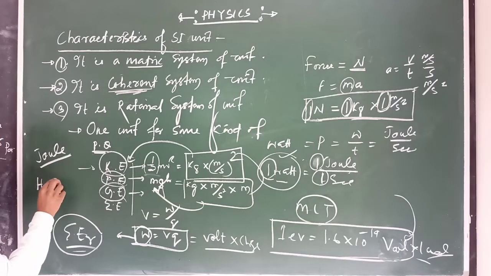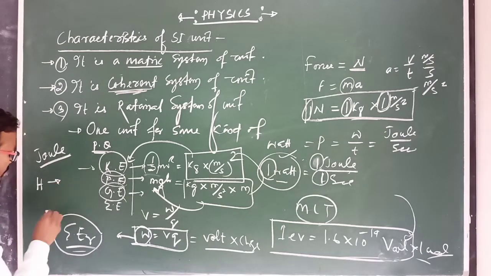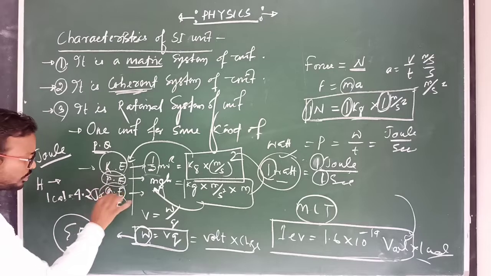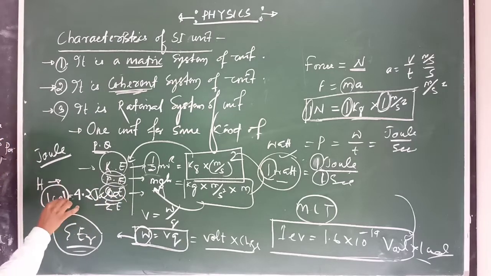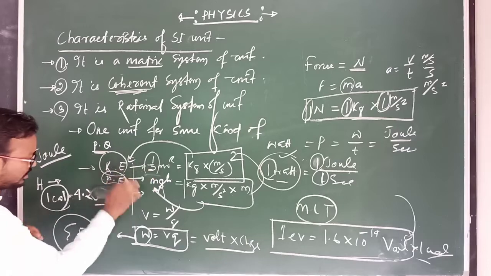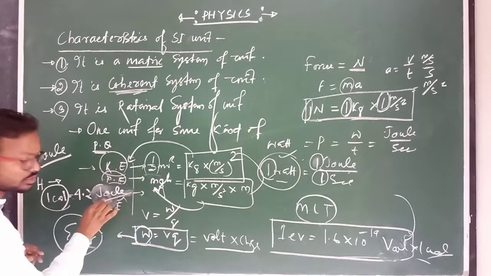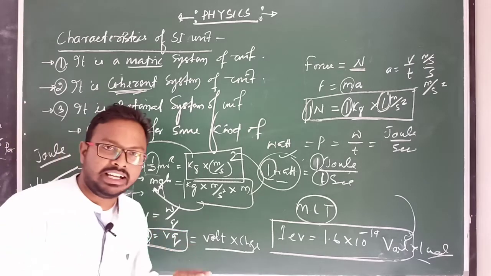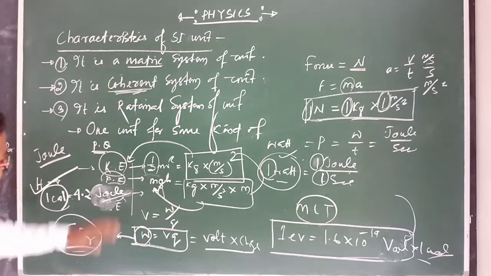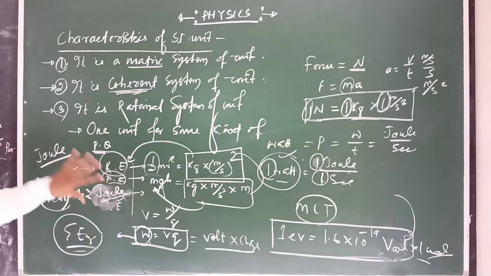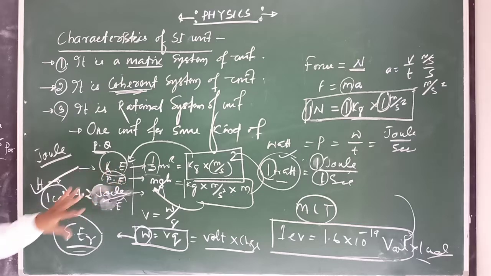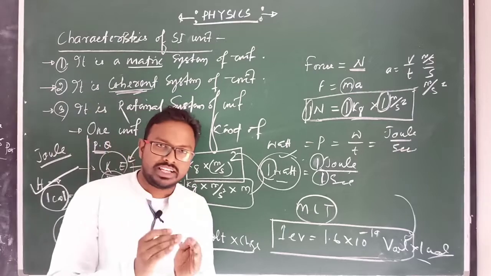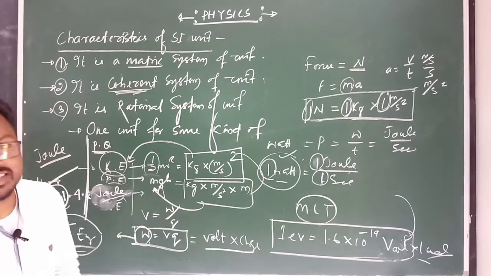There is another unit, for heat. Heat is a type of energy, and you already know 1 calorie is equal to 4.2 joule. Before, calorie was used; after that, in the SI system, joule is used, that means 4.2 joule. Clear? Heat is also a physical quantity of energy. So this is the third characteristic of SI unit: in a rational system, we deal with only one unit for the same kind of physical quantity.